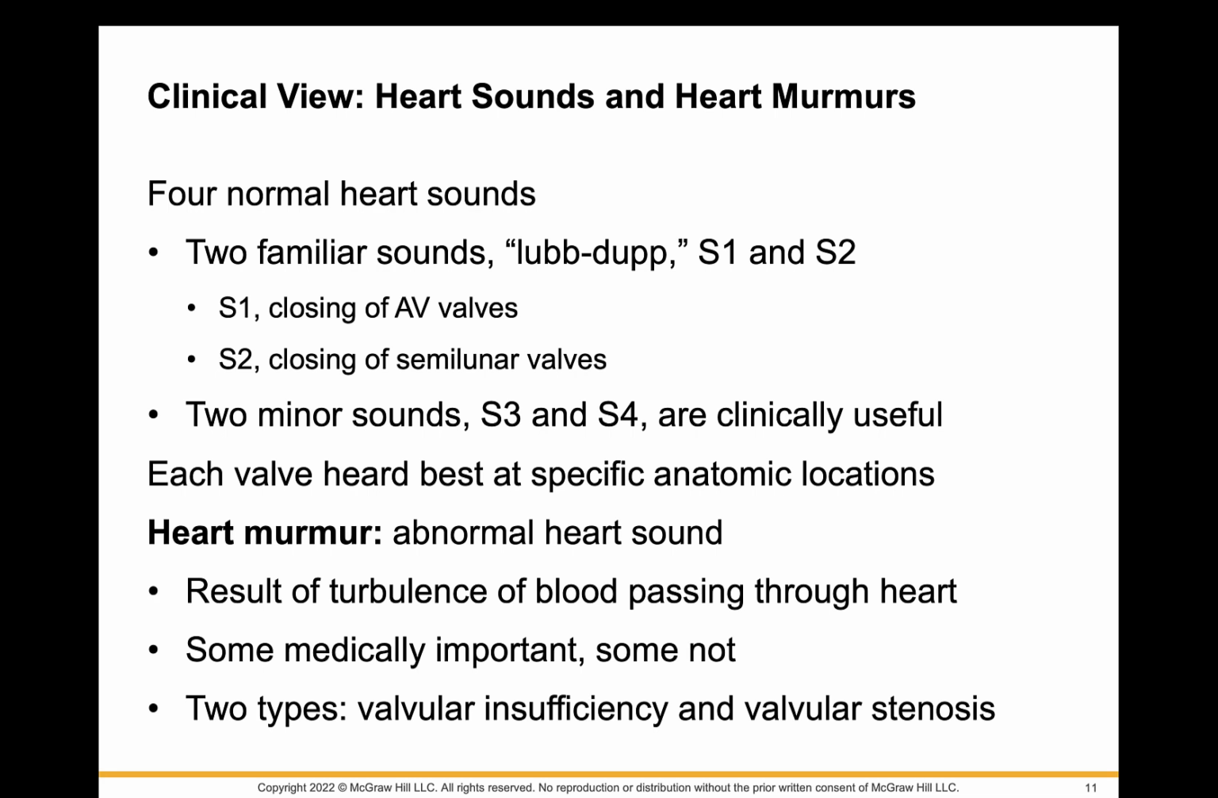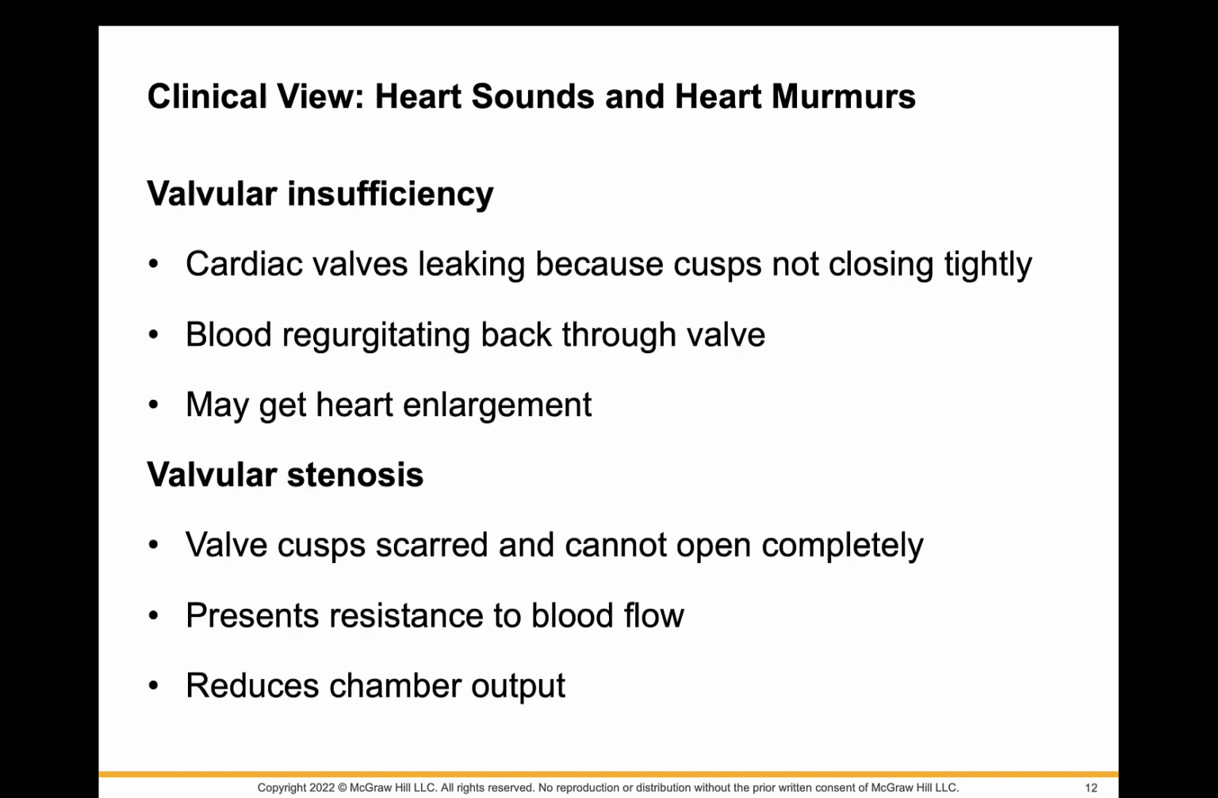Now, two types of valve murmurs are as follows. You have a valvular insufficiency. This is when the valves are actually leaking because the flaps are not closing tightly. This results in a regurgitation of blood moving back through the valve, and this could result in an enlargement of the heart.